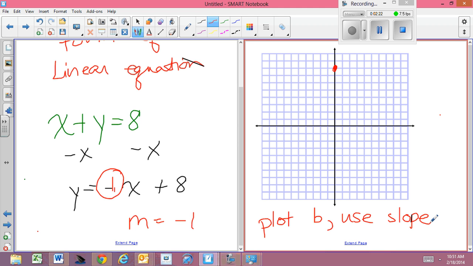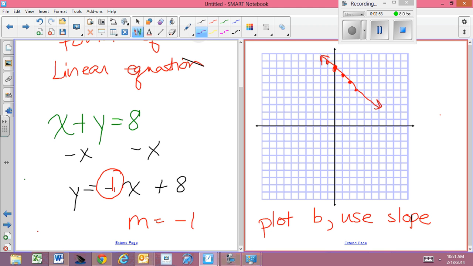If my slope is -1, I can go -1 in the y direction, +1 in the x direction. I could also go +1 in the y direction, -1 in the x direction. And I could do that a few times to get a few points on my line, and that's an easy way to graph a line. Rearrange the equation and put it in slope-intercept form. You always have to start by plotting the y-intercept first and then using slope to find other points.